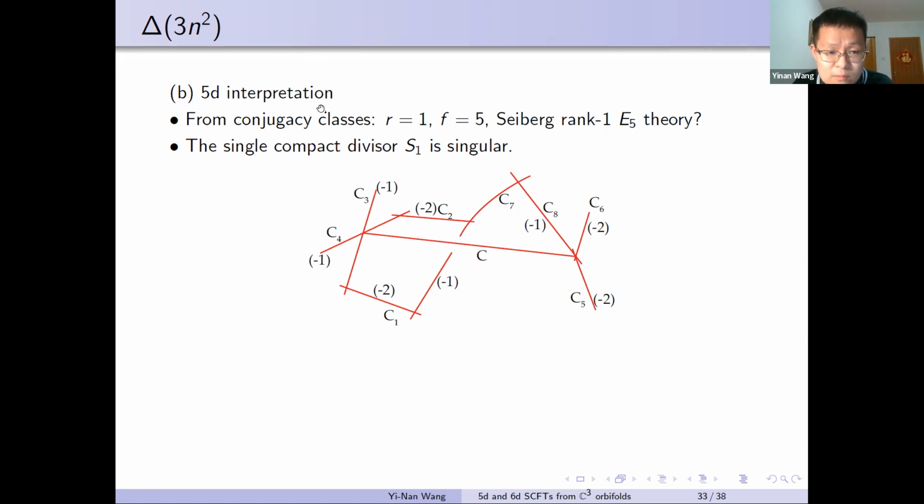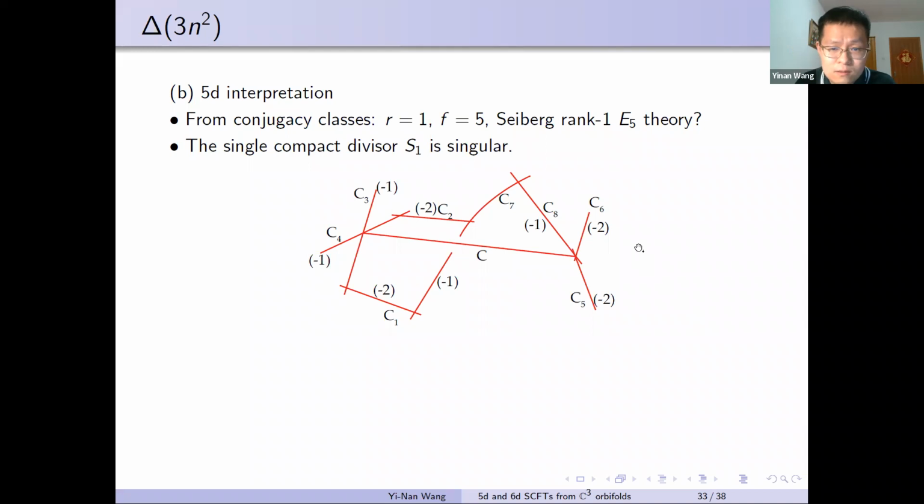So first, from the group theoretic computation, we can compute the 5D rank and flavor rank, so R equal to 1 and F equal to 5. So it's very suggestive that the theory is the same as the Seiberg rank 1 E5 theory because we have F equal to 5. However, the additional subtlety is that, as in the previous 6D case, the single compact divisor after the resolution is also singular. And here I draw all the curves on the surface, and C is actually a central curve of double point singularity.